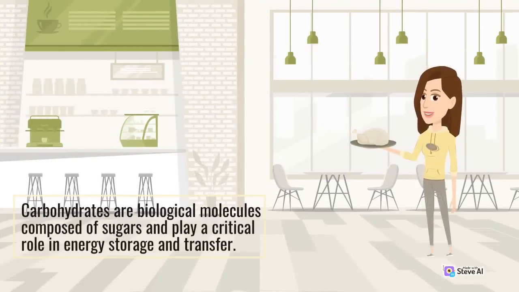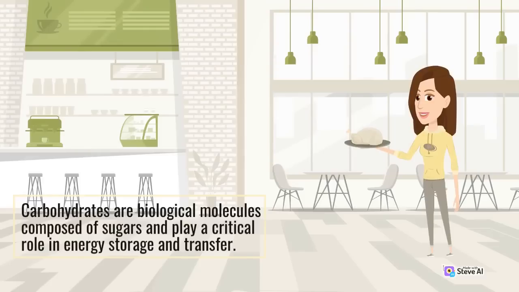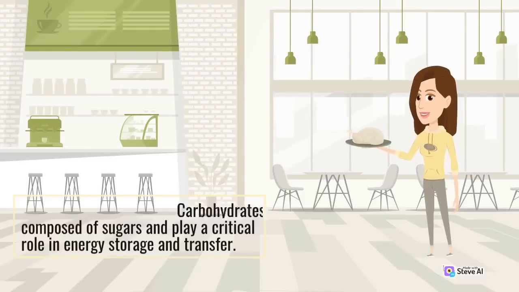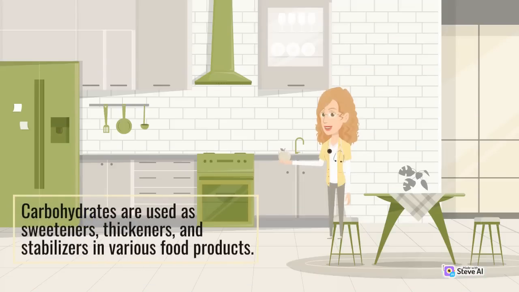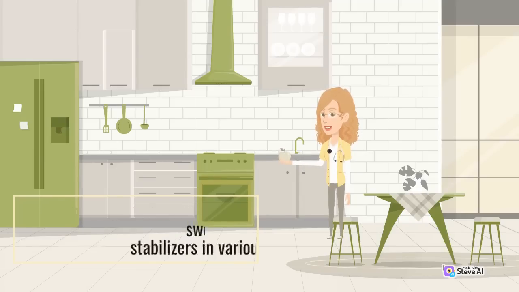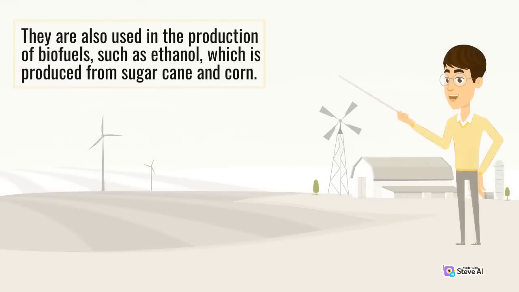Carbohydrates are biological molecules composed of sugars and play a critical role in energy storage and transfer. One of the most significant applications of carbohydrates is in the food industry. Carbohydrates are used as sweeteners, thickeners, and stabilizers in various food products. They are also used in the production of biofuels, such as ethanol, which is produced from sugarcane and corn.